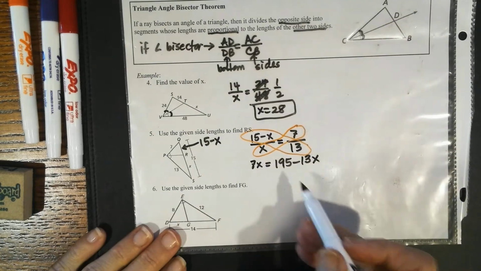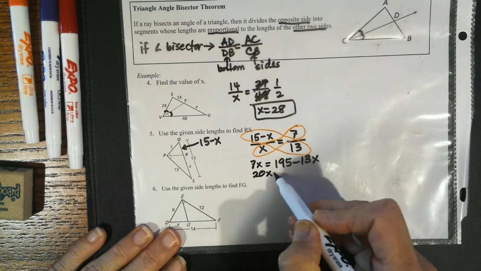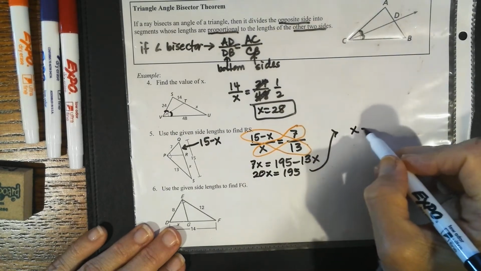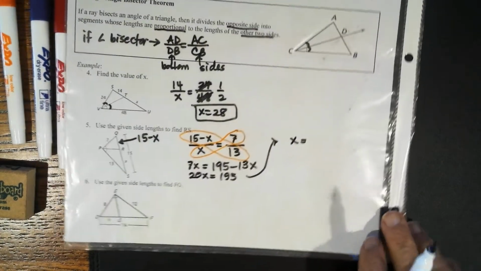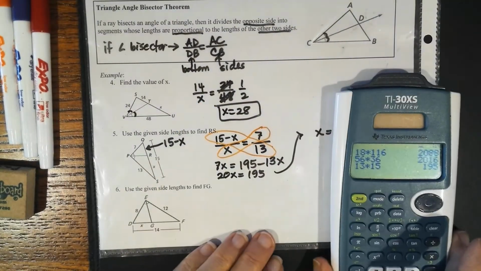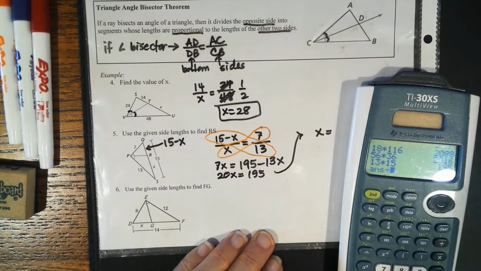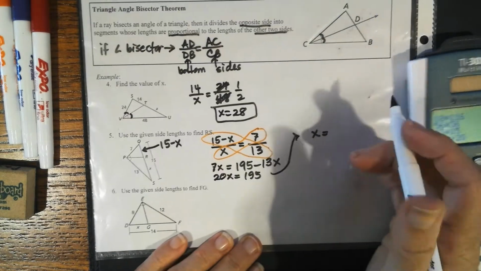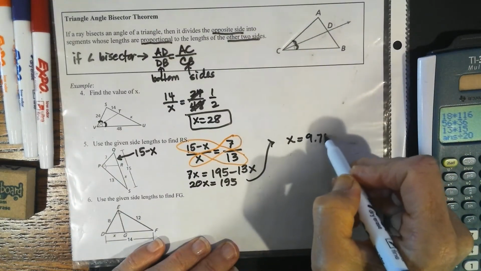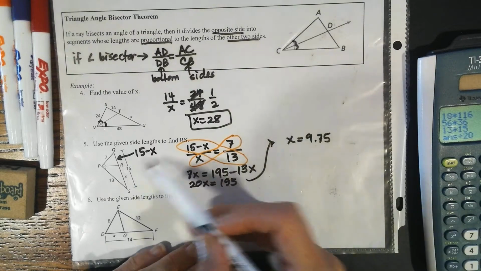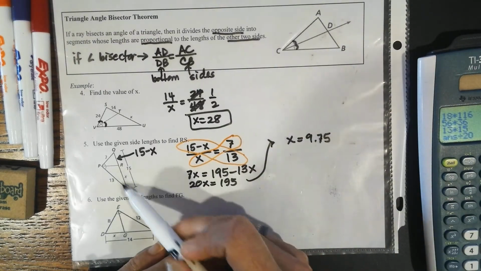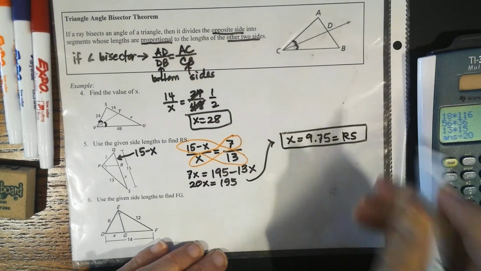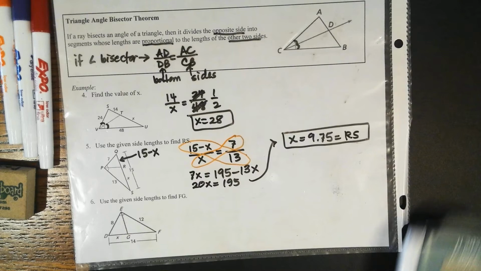Okay. So then if I add 13x to both sides, I get 20x equals 195. I'm going to come up here so I don't mix up any numbers here. Okay, so 195 divided by 20 gives me 9.75. And since it said find RS, and RS is x, then we're good. Okay. Again, any questions yet?